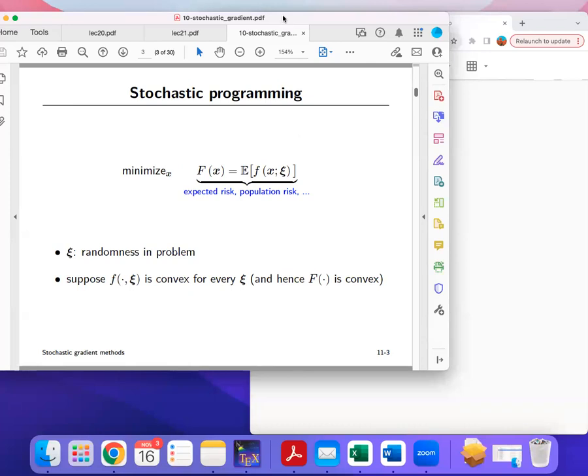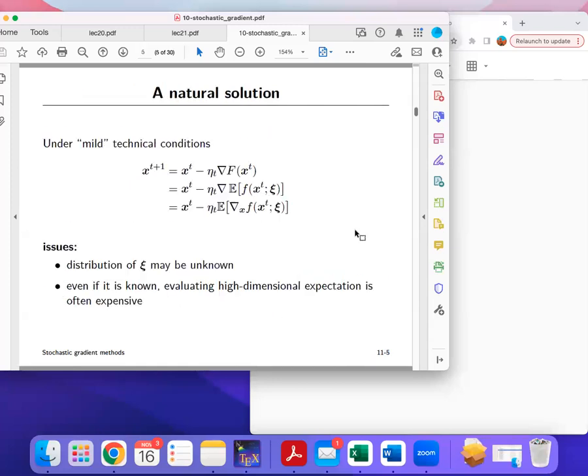Right? So the objective function is the expected loss, where the expectation is taken over the data sample, C. Okay, so the randomness comes from this data. And we assume there's an underlying distribution, which we do not have access to in many practical applications. Okay.